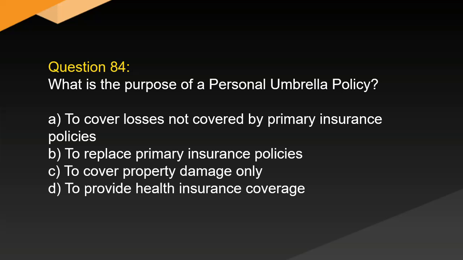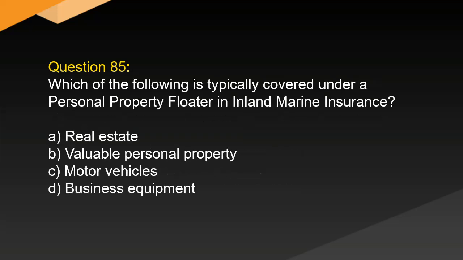Question 84. What is the purpose of a personal umbrella policy? A. To cover losses not covered by primary insurance policies. B. To replace primary insurance policies. C. To cover property damage only. D. To provide health insurance coverage.